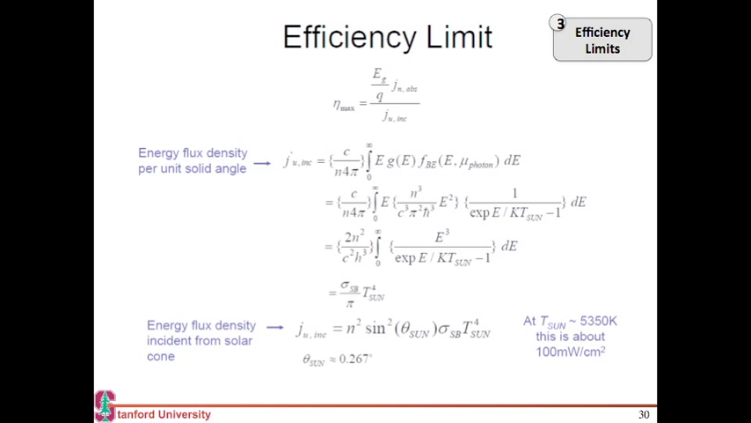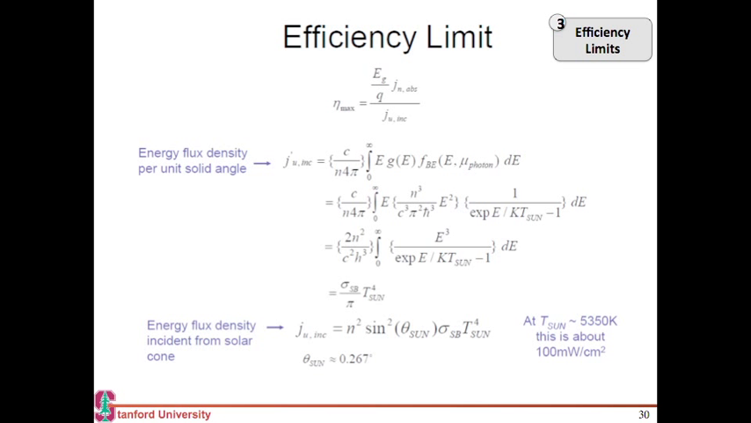So then what is my efficiency? I defined my efficiency as my short circuit current times my open circuit voltage times my fill factor, divided by my incoming power. And now I've assumed my open circuit voltage to be equal to my band gap. I've also simplified and assumed a fill factor of 1.